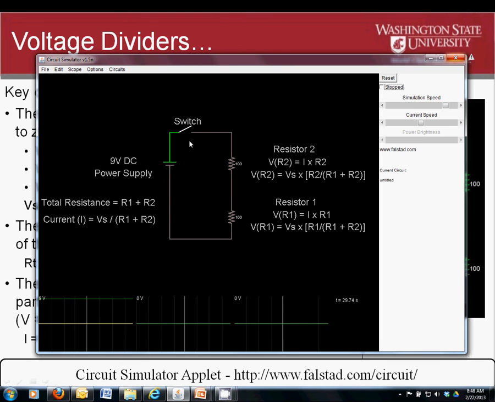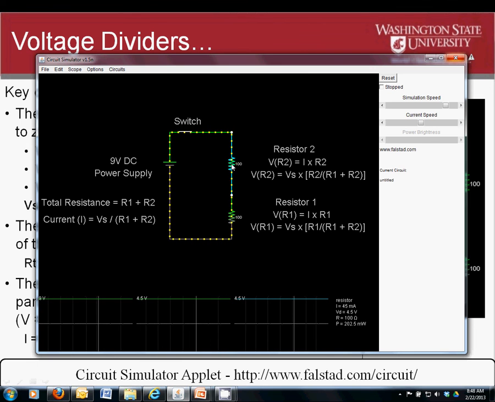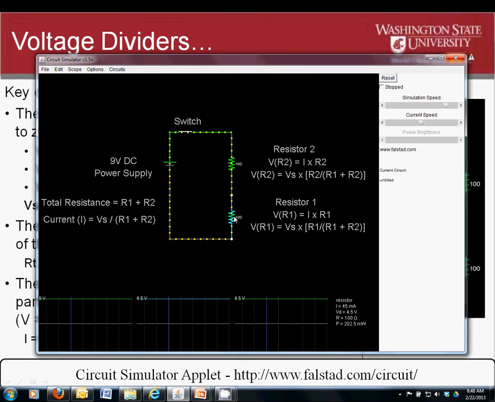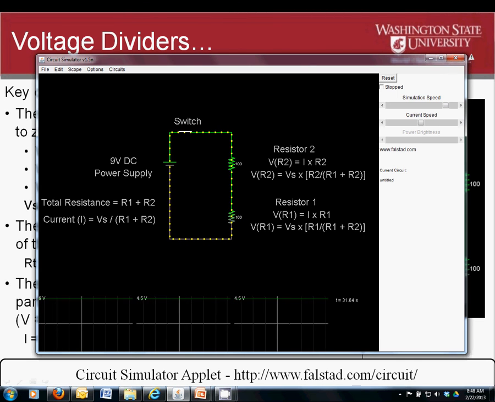And so as I close the switch, you'll see current start to flow in the model, and as we hover over resistor 1, you'll see it is in the lower right, it has 45 milliamps and 4.5 volts voltage drop. And as I hover over the second resistor, it also has 45 milliamps and 4.5 volt drop. Now that's true because these two resistors are identical.